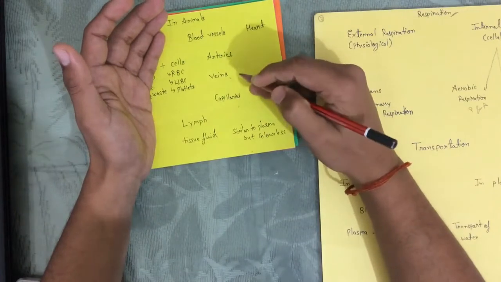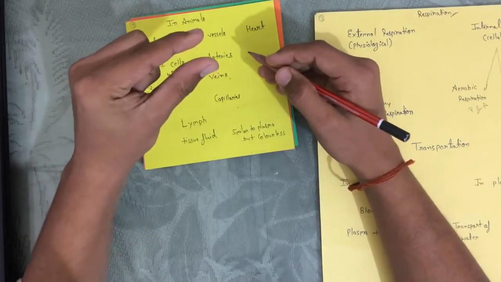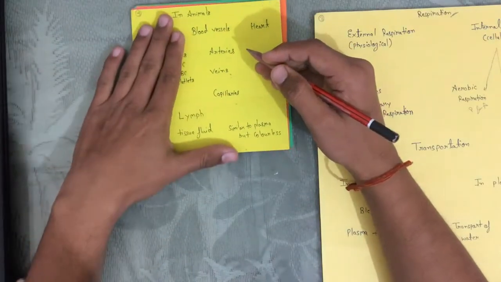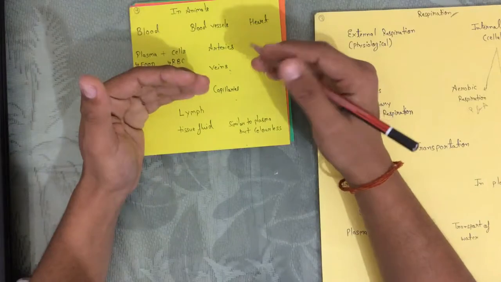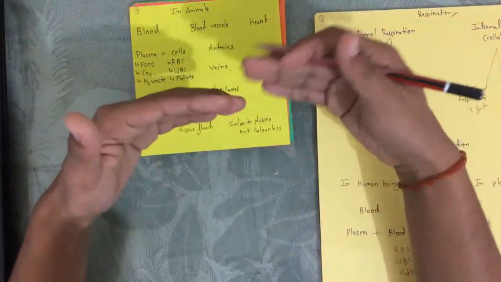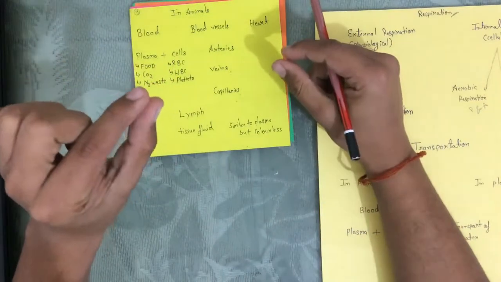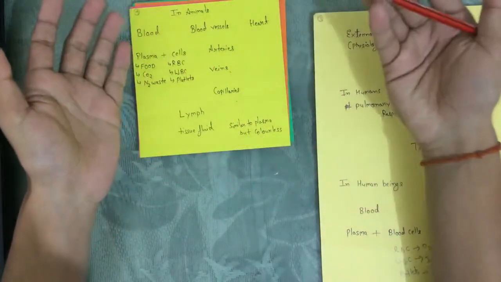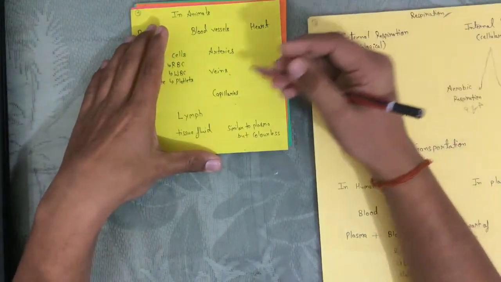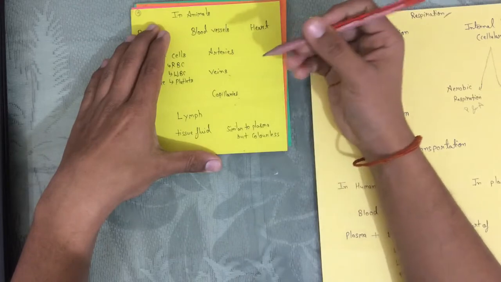And then we have capillaries. They have only one cell thick wall, and they are the smallest vessels. Exchange of material between blood and surrounding cells takes place with the help of capillaries, because their wall is very thin. The oxygen can easily diffuse, and it also connects veins.